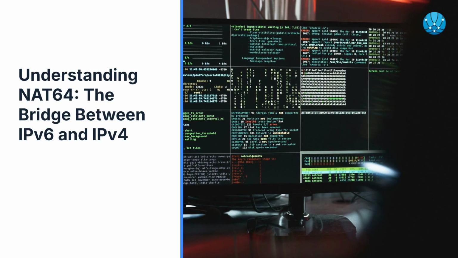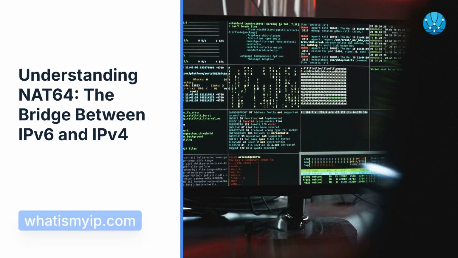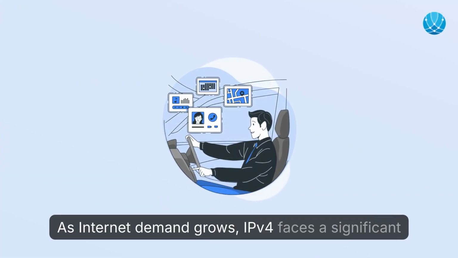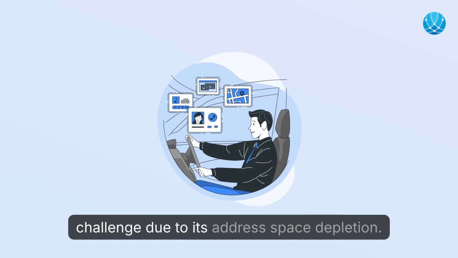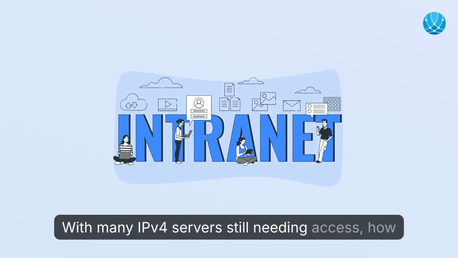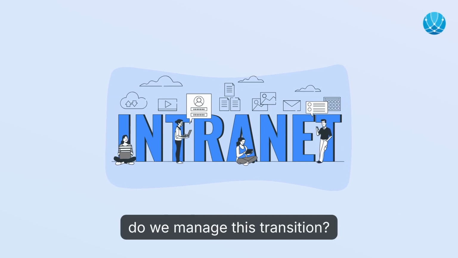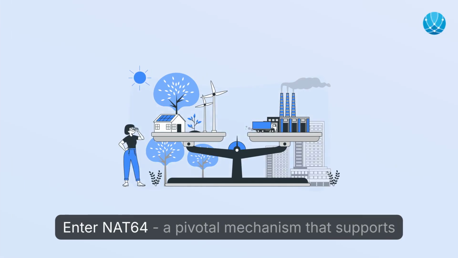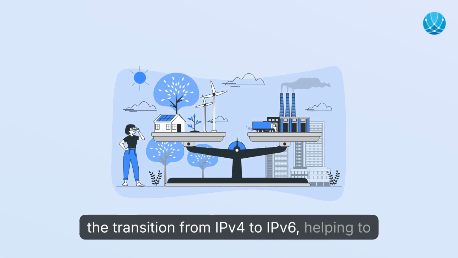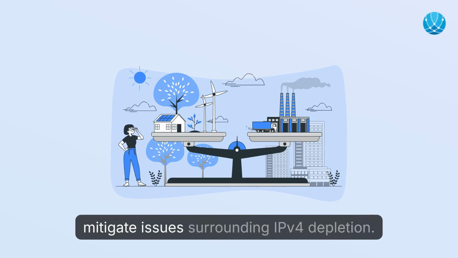Understanding NAT64, the bridge between IPv6 and IPv4. As internet demand grows, IPv4 faces a significant challenge due to its address space depletion. With many IPv4 servers still needing access, how do we manage this transition? Enter NAT64, a pivotal mechanism that supports the transition from IPv4 to IPv6, helping to mitigate issues surrounding IPv4 depletion.